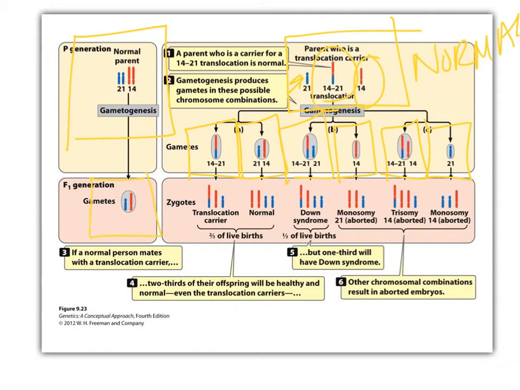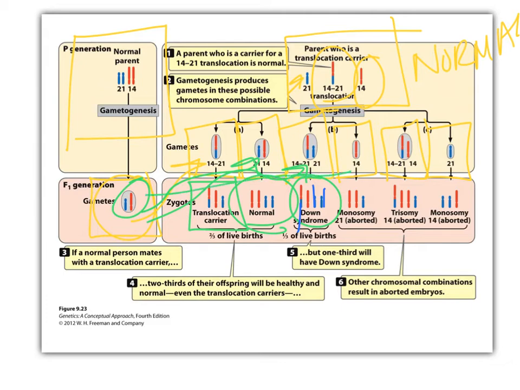This guy's gamete, of course, is normal. And then the zygotes: if this fertilizes this guy, you get a translocation carrier. If he fertilizes this guy, looks totally normal. This guy, Down syndrome. Because look, there are 3 chromosome 21s, the blue ones. 1, 2, and most of that one's 3.